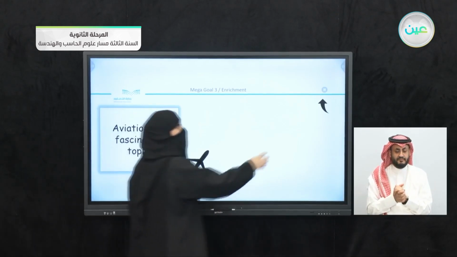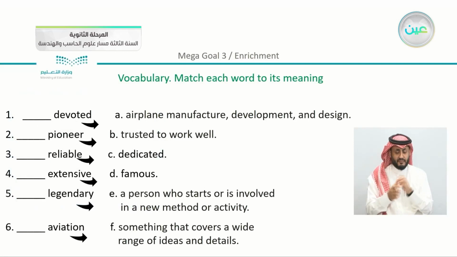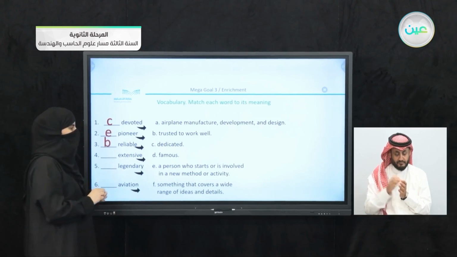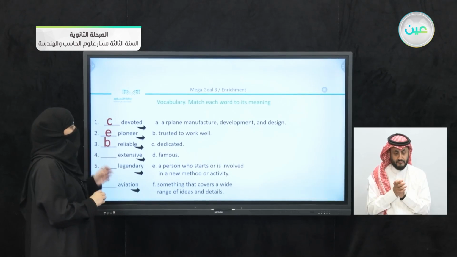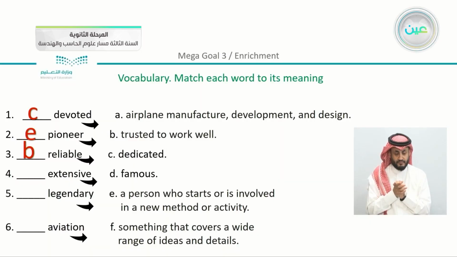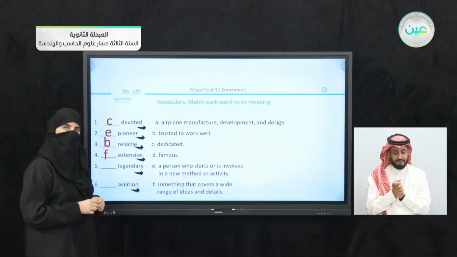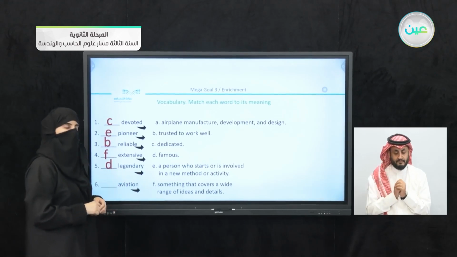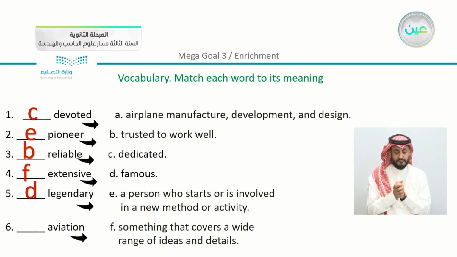So these are the words that we studied in the first lesson, which is the listen and discuss lesson here. Now, we had the exercise. Of course, devoted means dedicated. Pioneer, you can just recall the answers. We have here a person who starts or is involved in something new. Reliable, trusted to work well. We have here extensive, which means something that covers a wide range, as you can see from the picture. And we have here legendary, like King Abdulaziz is someone who's famous. And the last one, aviation, is airplane and manufacture, development, and design.